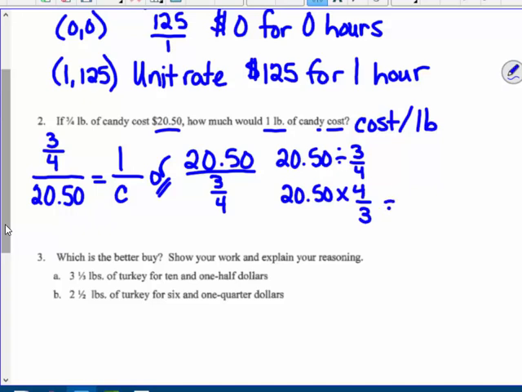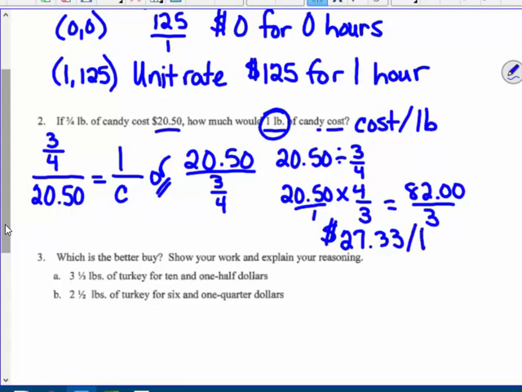And 20 times 4 would give me $82. And 1 times 3 would give me 3. $82 divided by 3 would be $27.33 per pound. So 1 pound of candy would cost $27.33. That's the easier way, I think.